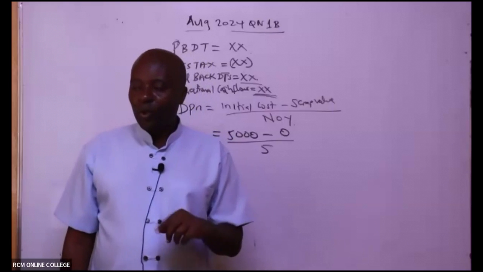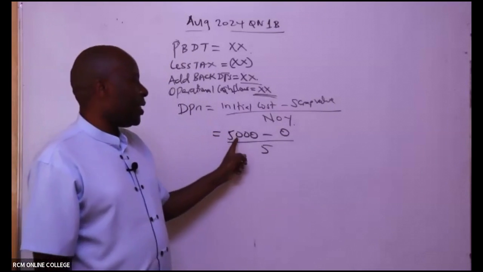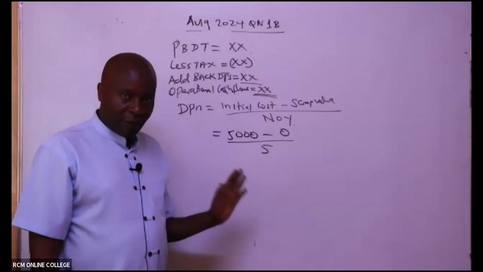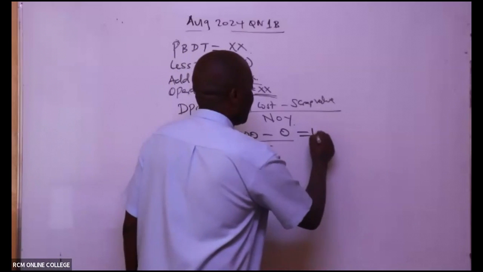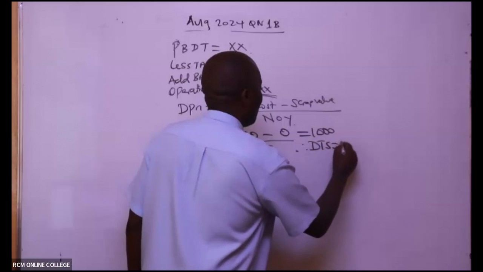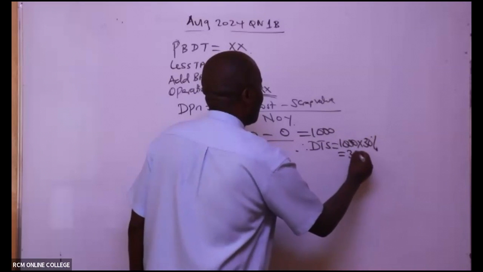Yeah, you add it to the initial outlay. You would have added the 1K here. But here there is no installation cost. 5,000 minus 0 divided by 5 gives us 1,000. And therefore, the depreciation tax shield will be 1,000 times the rate of tax, 30%, which gives us 300.